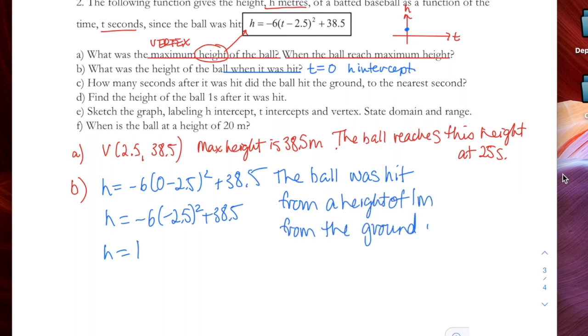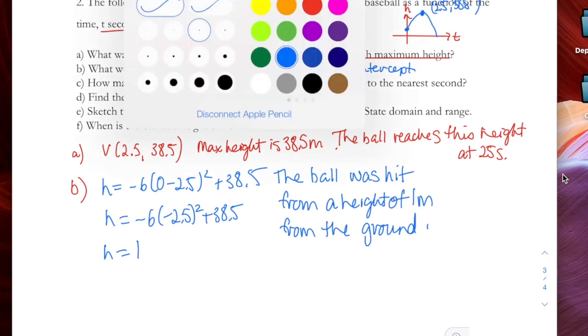All right, so we've done the first two questions and we know a little bit about the flight of our ball already. So I'm just going to draw a little sketch here. And I know my ball was hit and it goes in the air and it comes down. And I know that the vertex is at 2.5, 38.5. We're going to be asked in part E to draw this more nicely, so we'll wait until then to draw a nicer graph.